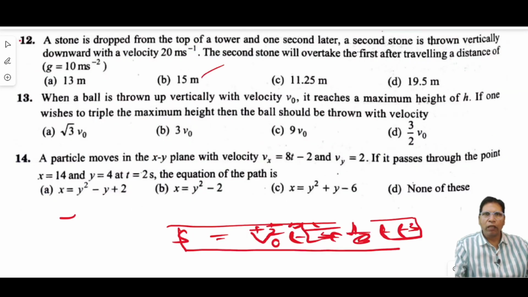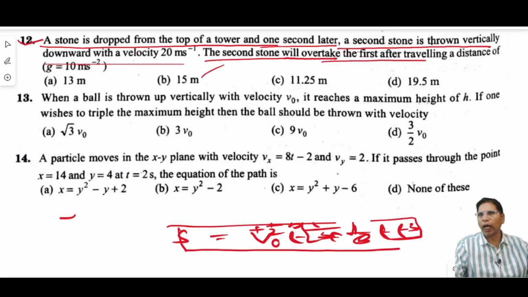Next, question number 12. A stone is dropped from the top of a tower, and 1 second later a second stone is thrown vertically downward with a velocity of 20 meters per second. The second stone will overtake the first after traveling a distance of... Look at this.